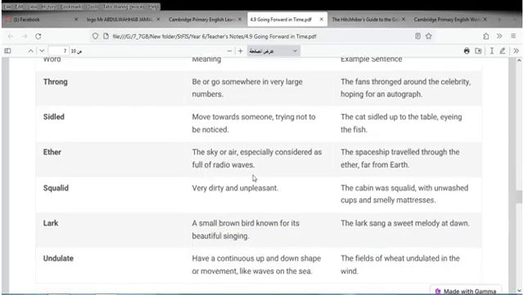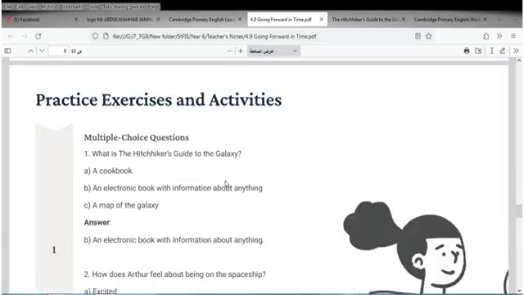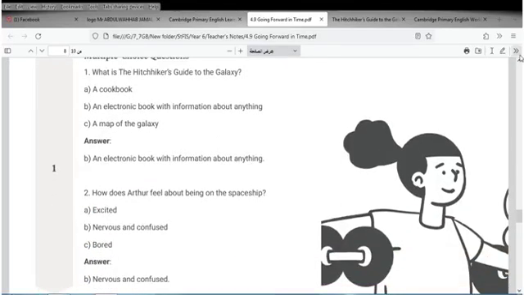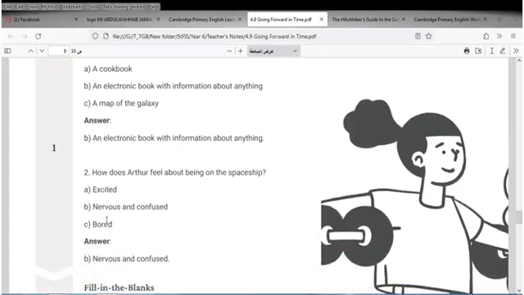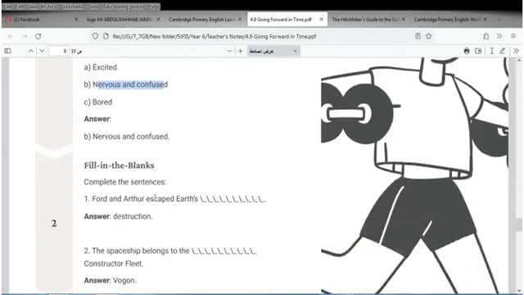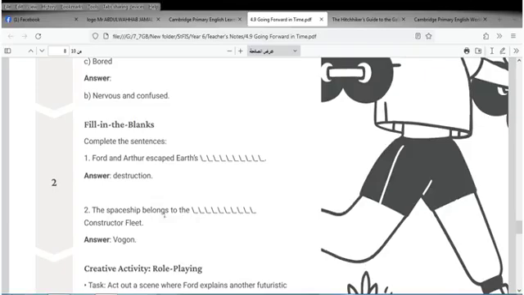We read the meanings of the words in the analysis sheet, and now we have some questions to revise the task or the text. What is The Hitchhiker's Guide to the Galaxy? It is an electronic book with information about anything. How does the author feel about being on the spaceship? He is nervous and confused. Complete these sentences using one word: Ford and Arthur escaped Earth's destruction while the spaceship belongs to the Vogon constructor fleet.